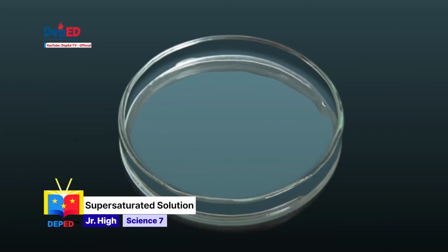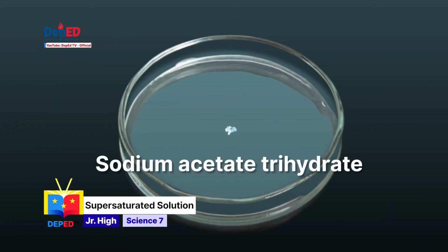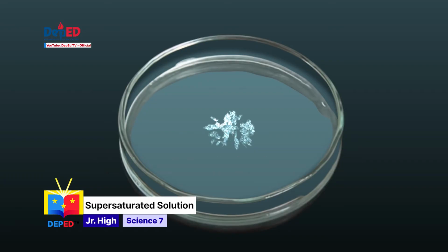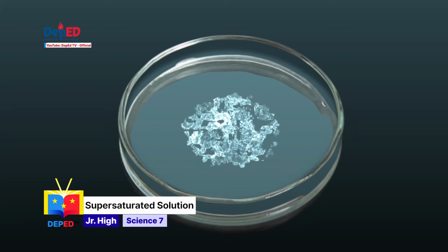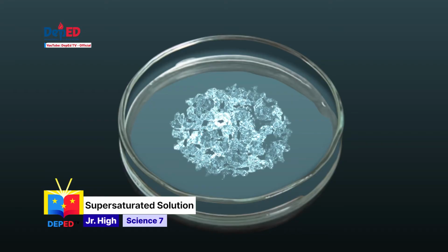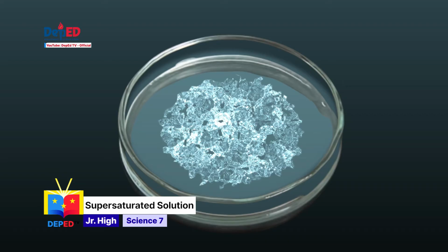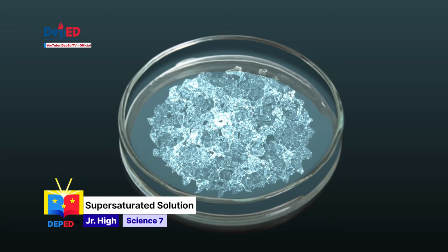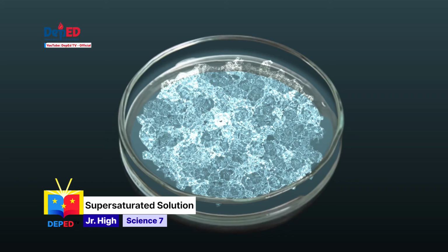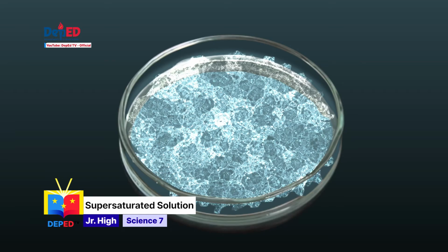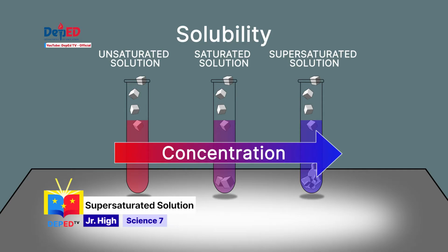Another example of a supersaturated solution is sodium acetate trihydrate. Sodium acetate trihydrate is a hydrate that contains sodium acetate. When a sodium acetate trihydrate is poured onto another solid crystal, it will recrystallize. This is used as ingredient to enhance sour taste, adjust pH, and for preservation in food. The picture shows the solubility of a solution when it is unsaturated, saturated, and supersaturated, including its concentration.